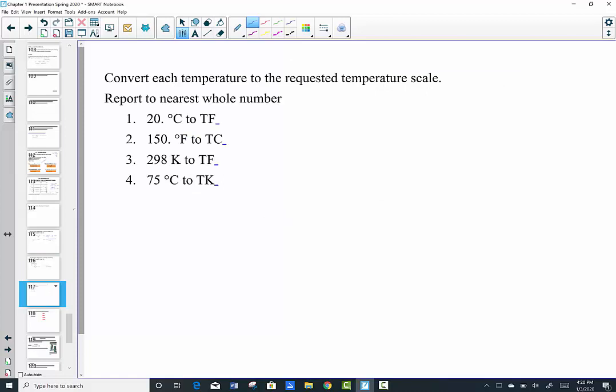You try some on your own, converting each temperature to the requested temperature scale, round to the nearest whole number, and then come back and check to see if we match. Let's try them out. Pause. Don't cheat yourself. I'm always saying that. Don't cheat yourself. Pause, do the work, and come back.